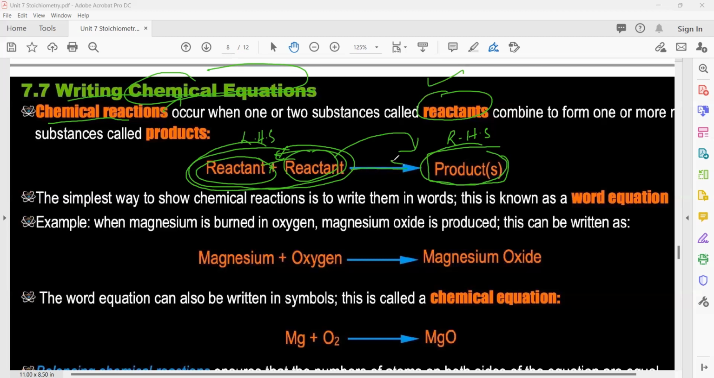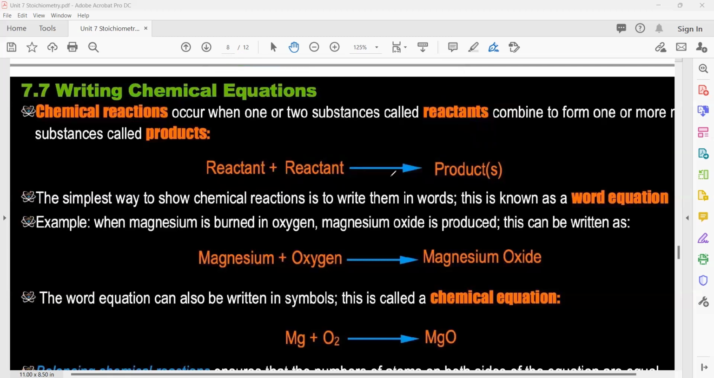And this arrow shows on which side the reaction is going on. So this is how to write a chemical equation. Now a chemical equation can be written in some ways. Number one, if you write the complete name of the reactant and the product, for example, magnesium, oxygen, complete spellings, that type of chemical equation is known as word equation.